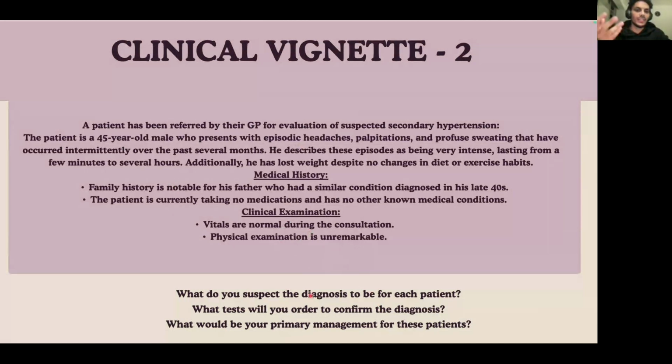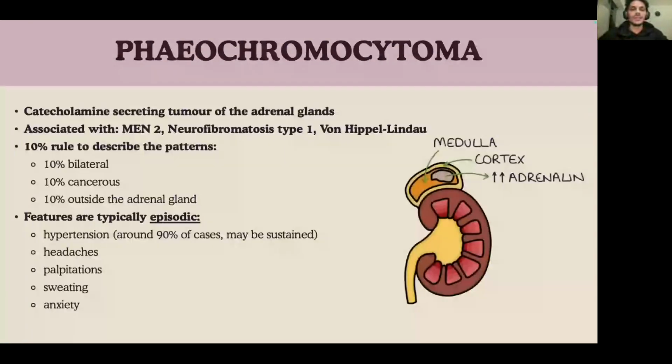And we don't think the patient's lying, obviously. So what causes episodic headaches, episodic palpitations, episodic sweating? It's nothing that we already learned. It's a pheochromocytoma. So again, a very, very interesting diagnosis.